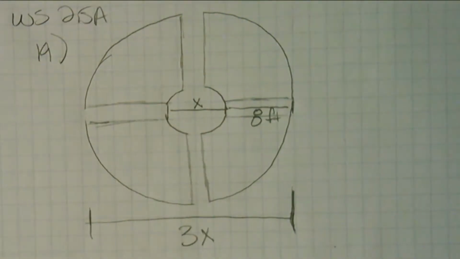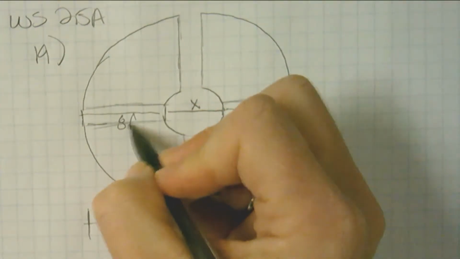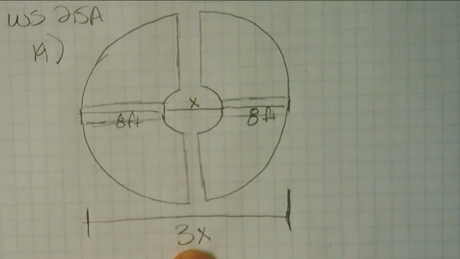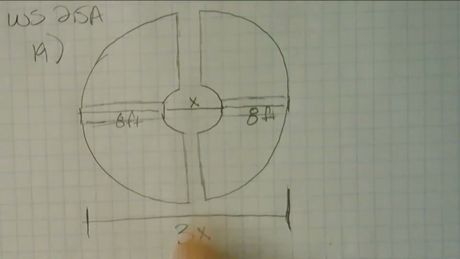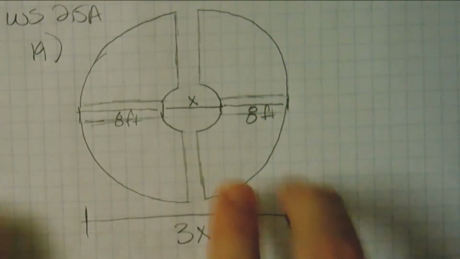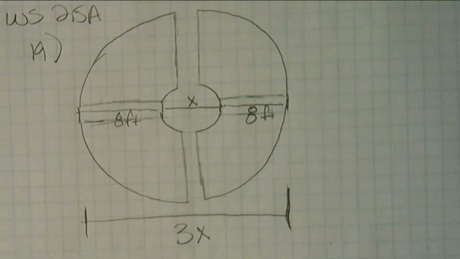All right, so here are my dimensions. And this here is also 8 feet. It says a flower garden has the shape shown. The diameter of the outer circle is 3 times the diameter of the inner circle. So 3 times meaning 3 times x. The length of the walkways are 8 feet long. Find the diameter of the inner circle.